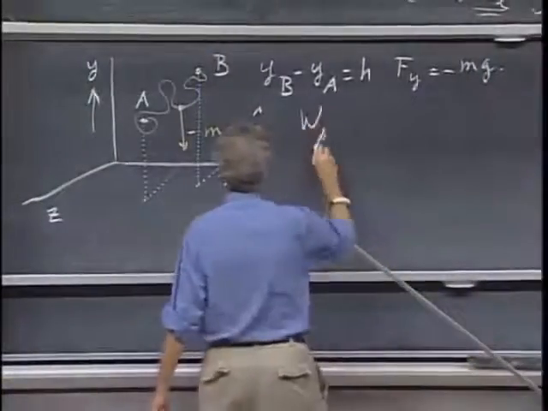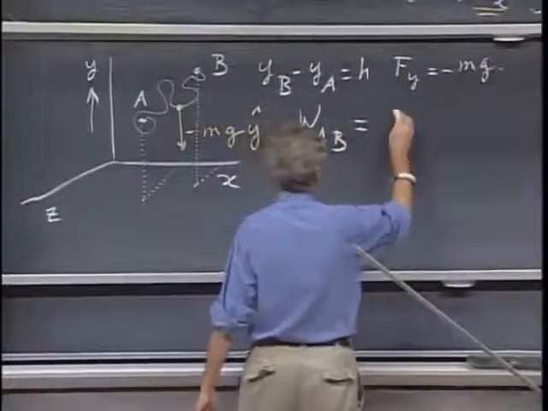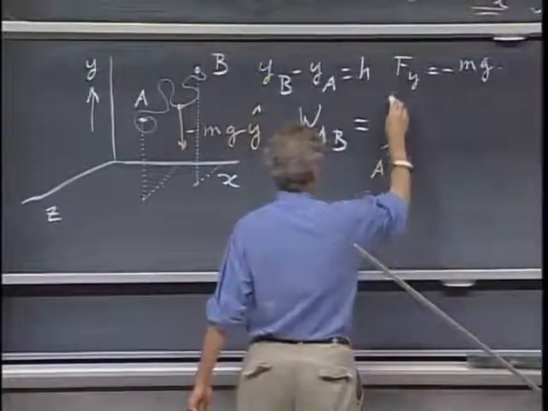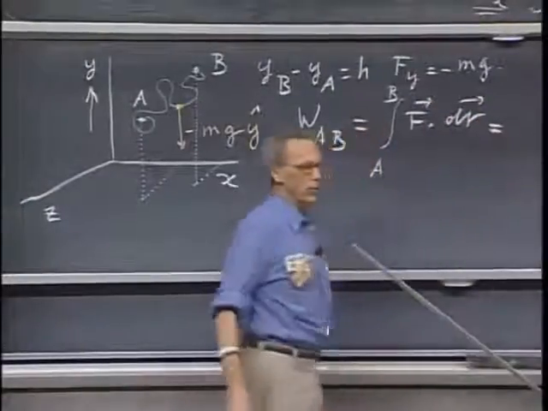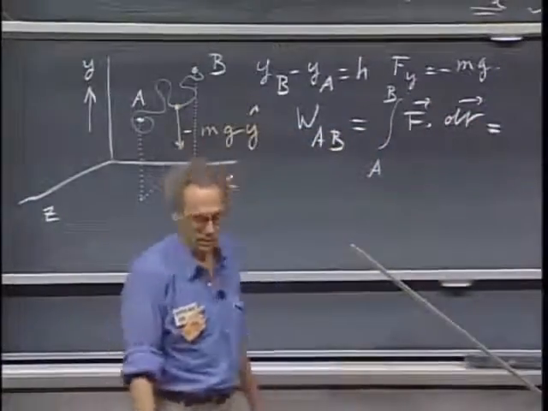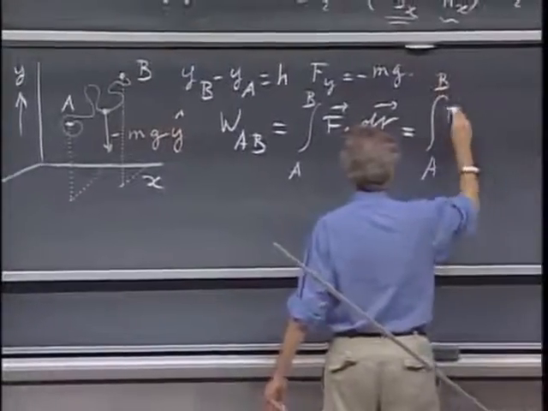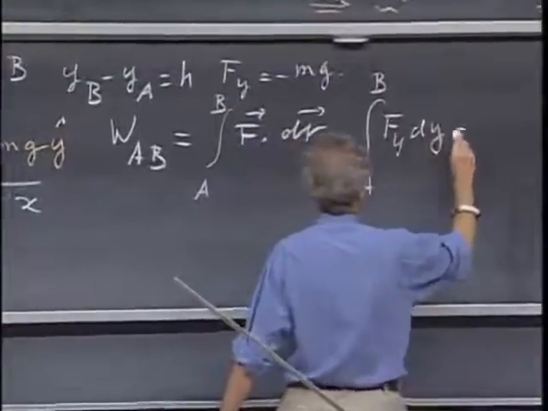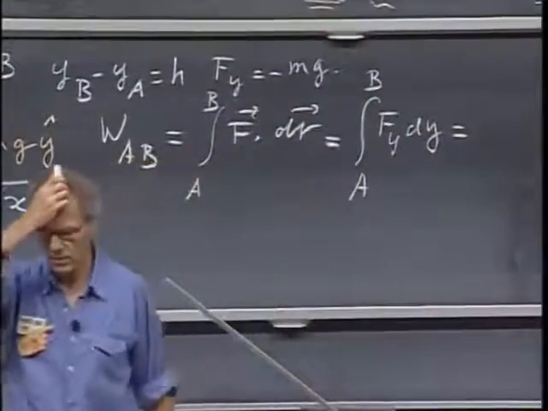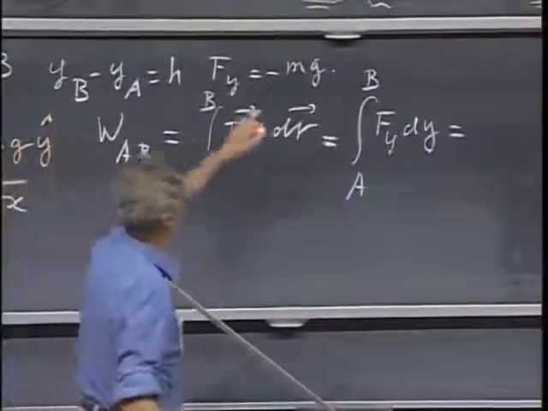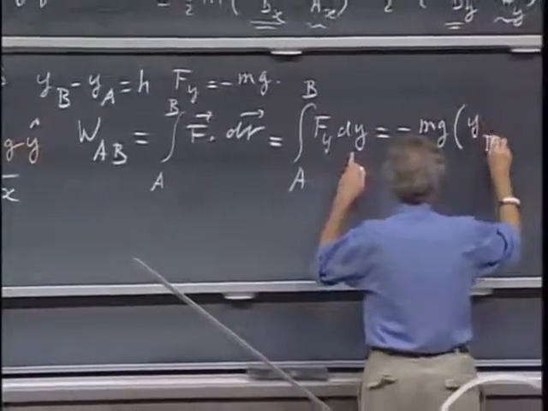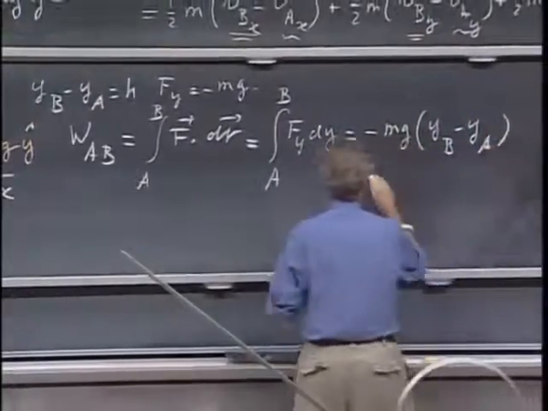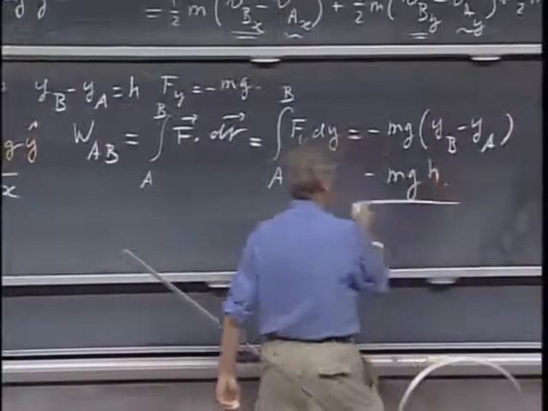And so if I calculate now the work in going from A to B, which is the integral in going from A to B of f dot dr, then the only term that I have is the one that deals with the y direction. So it is the integral in going from A to B of f_y dy. And that equals minus mg, because we have the minus mg, times y of B minus y of A, so that is minus mg times h.